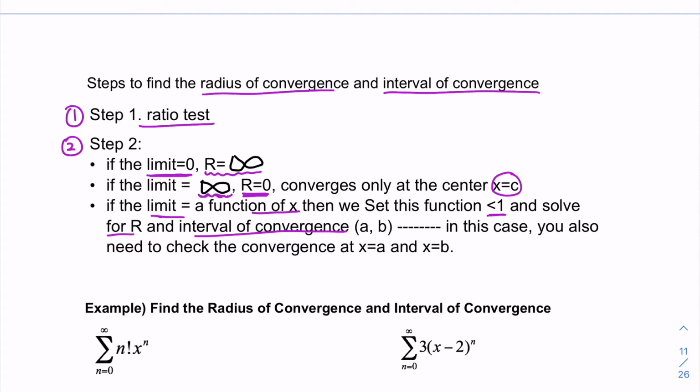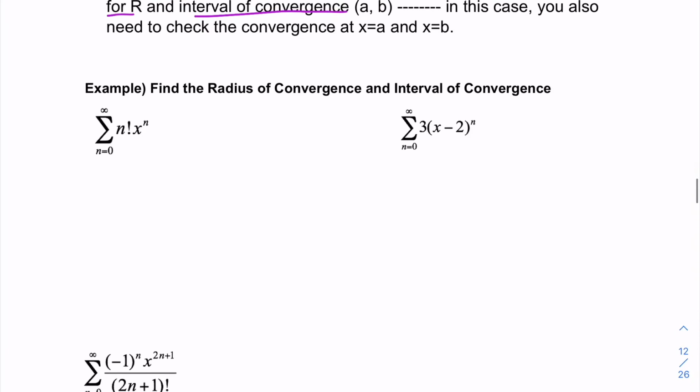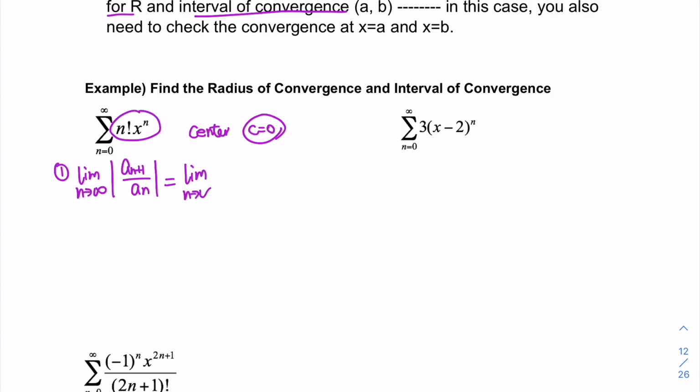Let's have a look. How do we find the radius of convergence and interval of convergence? So first step, we use the ratio test. We find the ratio. The center here is c equals 0 because it is x to the nth power. So the limit as n goes to infinity of a_(n+1) over a_n. We replace n with n plus 1, so x to the n plus 1 over (n+1) factorial, over x to the nth power over n factorial.